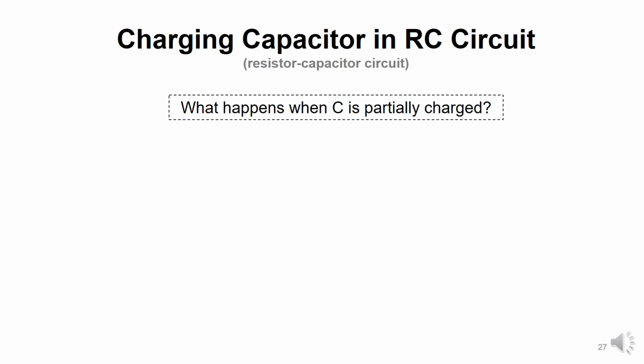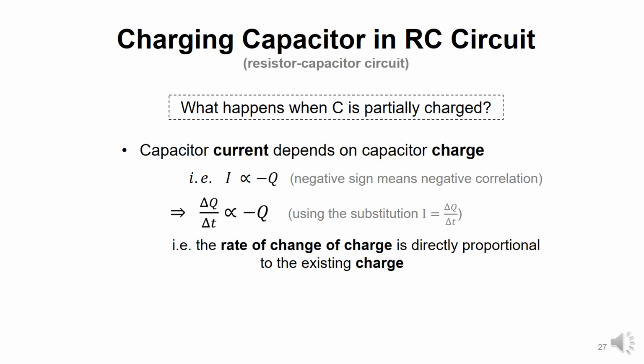Okay, so what happens when a capacitor is partially charged? Let's look at the argument on the slide. To charge a capacitor, we have to have a current flowing, because current is a flow of charges. It starts from the battery, carries charges from the battery, and delivers them to the capacitor plates, and the capacitor plates end up with a charge. So the capacitor current depends on the charge, or well, the current determines the charge.